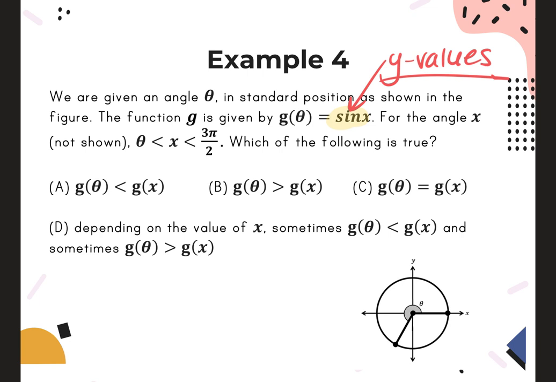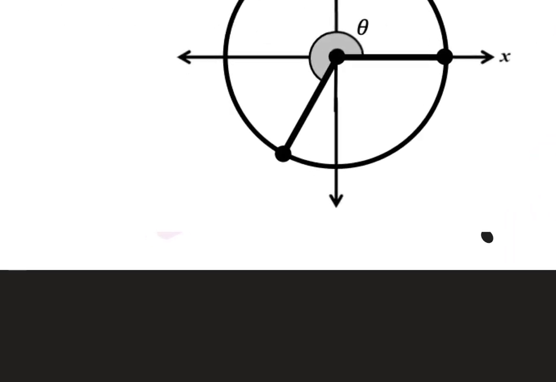For the angle x not shown is in between theta and 3 pi over 2, which of the following is true? So if my sine value here is what I'm looking at, I'm looking for the y here. And then it's the same angle. It's from theta to 3 pi over 2. So it's this range of values. So what's the relationship between the y here and all these y's?